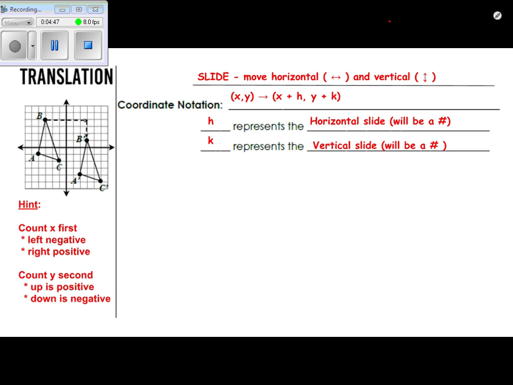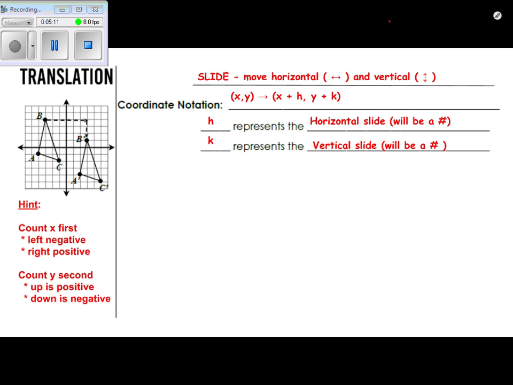In your investigation, you looked at the coordinate notation. What this is basically saying up here is you're taking your original coordinates, x and y, because remember, each point has an x coordinate and a y coordinate, and this is going to tell you where it's shifting. H makes sense because it stands for horizontal. And then they used K to represent the vertical.